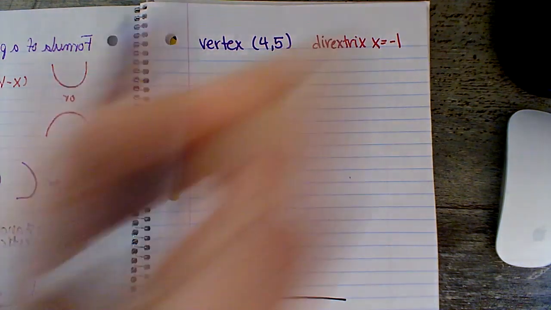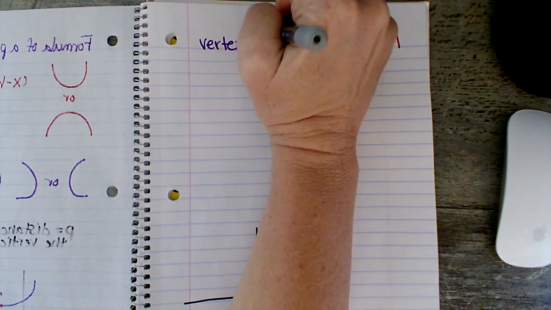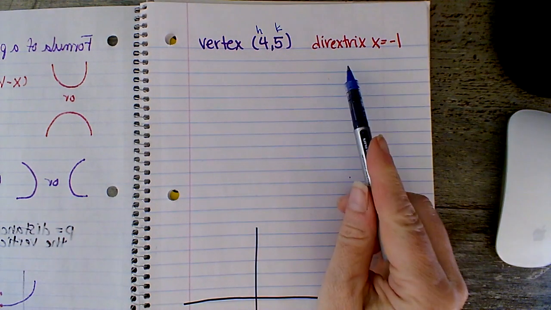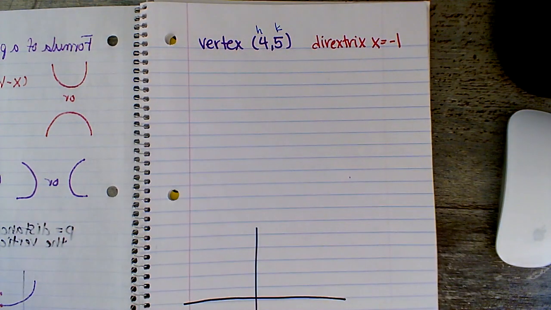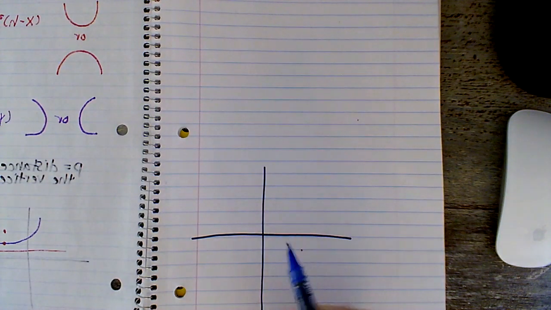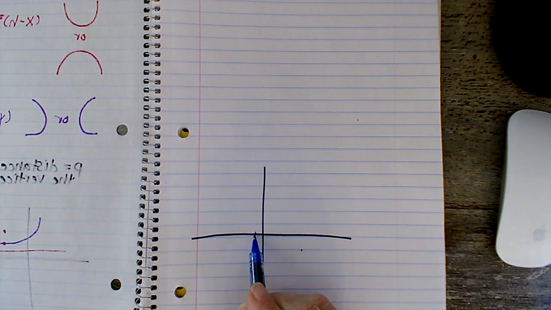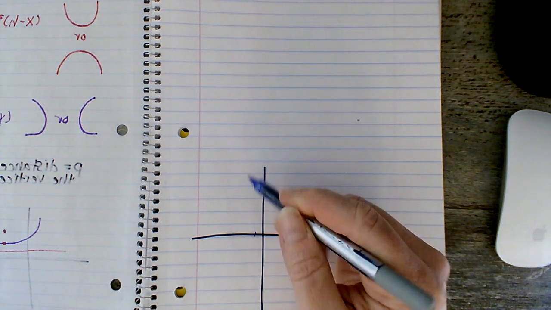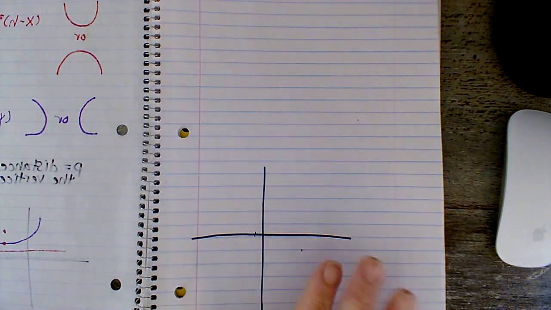You can also refer to this as h and k. And then with the directrix of x equals -1. Okay, so that means if x equals -1, I'm going to go -1 over here on the x-axis, and my line is going to go straight up and down. It's going to be vertical.